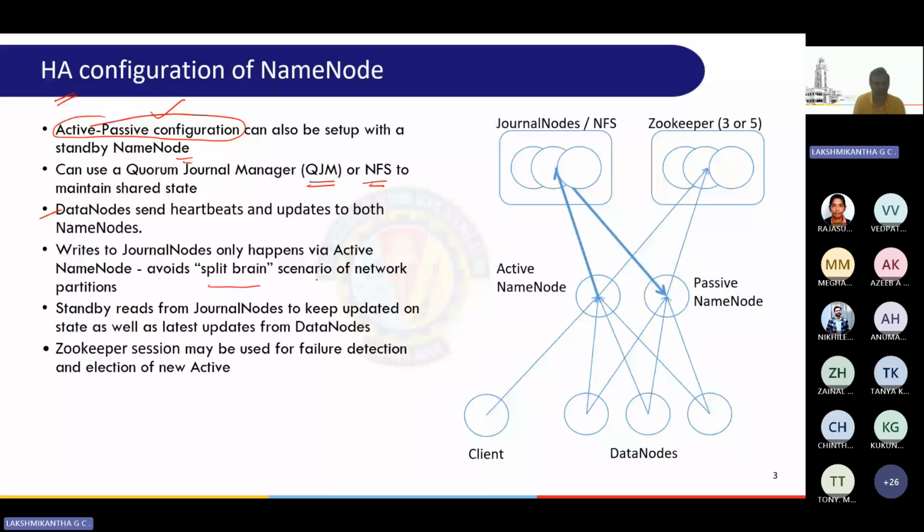I think you have all heard about Zookeeper, right? How many of you have heard about Zookeeper? Here we can use Zookeeper to handle automatic failure detection and election of a new active name node. This is a very, very important point, and a very important concept for enterprise-level big data systems.